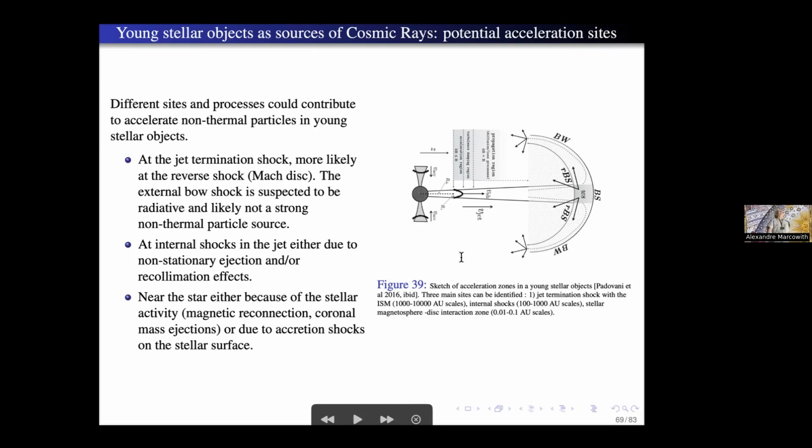No problem. So you have accretion shock. So matter is accreted on the star with a shock, and you can have shocks along the jet. As I showed you by the VLA observation, you can have a recollimation shock along the jet, or the termination shock when the jet is impacting the interstellar medium. These are all sites of potential particle acceleration.